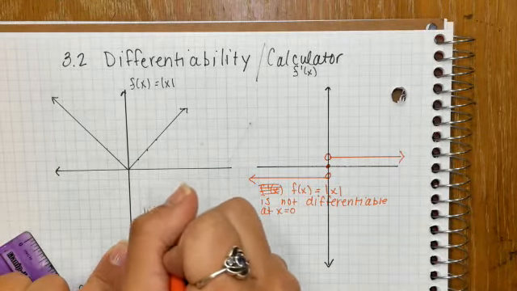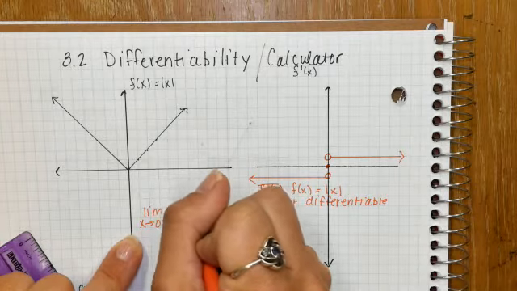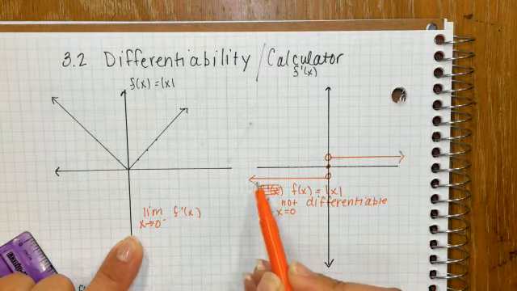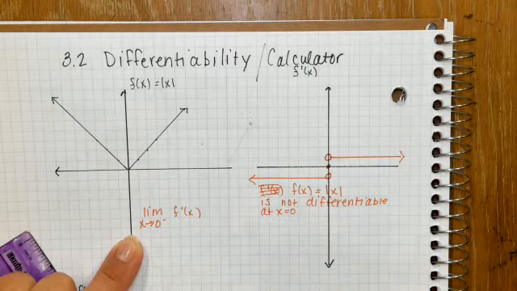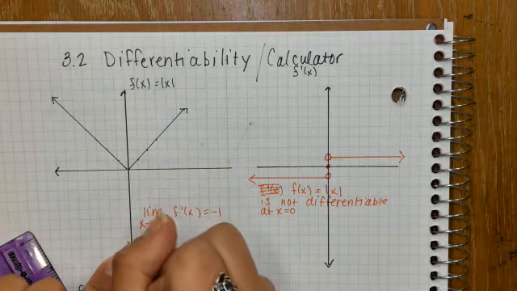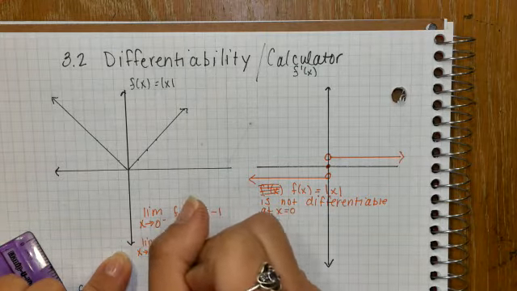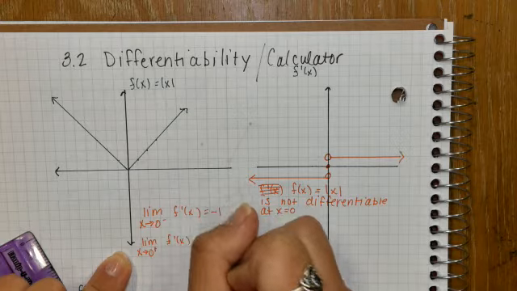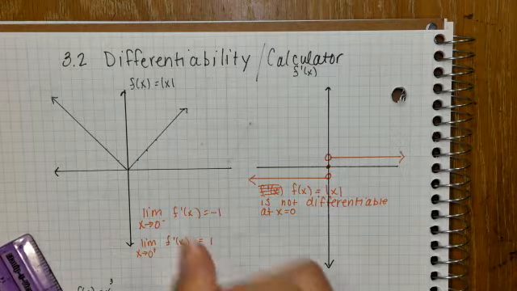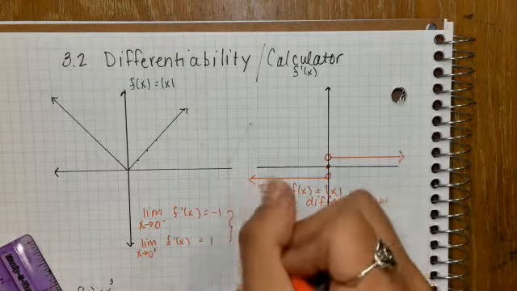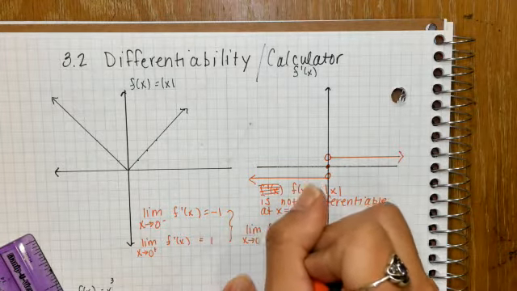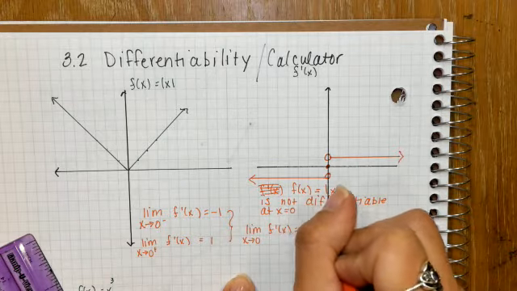Another way we could look at this, we could say the limit as x approaches 0 from the left of the derivative is equal to -1. The limit as x approaches 0 from the right of the derivative is equal to +1. The overall limit doesn't exist, so these are not the same. So the limit as x approaches 0 of the derivative itself does not exist.